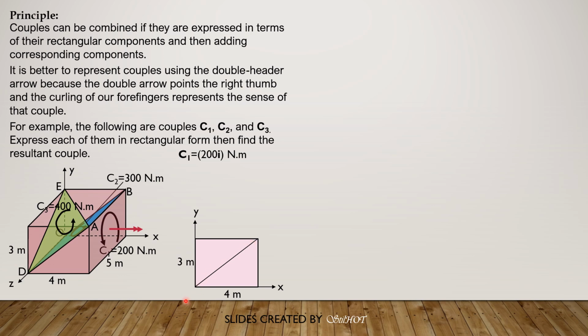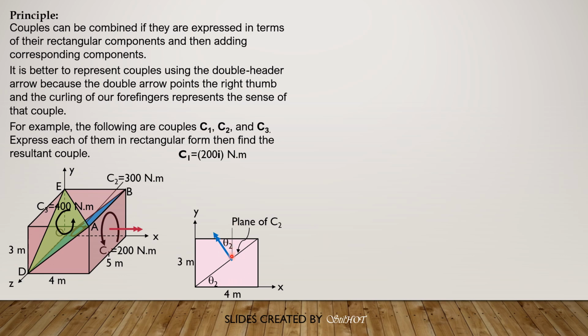So this is 5 meters, and this is the plane where the couple belongs. And therefore, if you follow this curling, then the double arrow will be perpendicular to this plane and it is pointing in that direction. So that's why the x component is negative and the y component is positive. If I call this theta 2, then the angle it makes with the vertical is also theta 2.